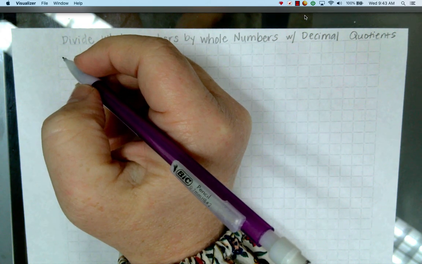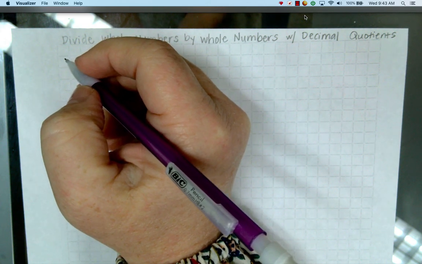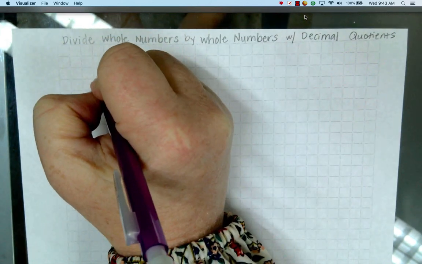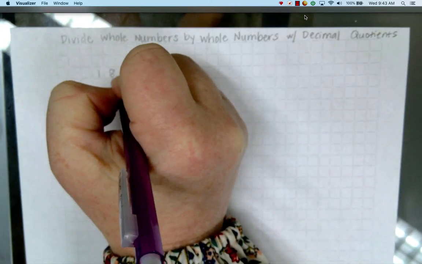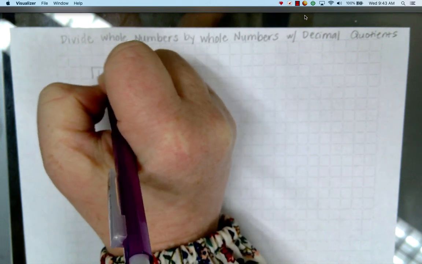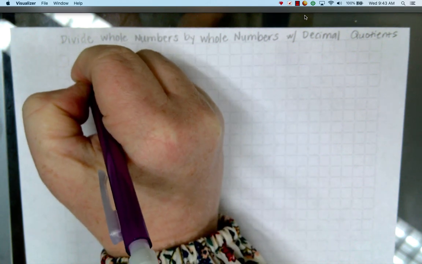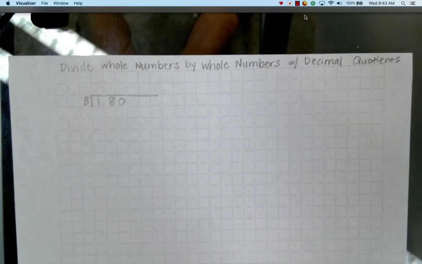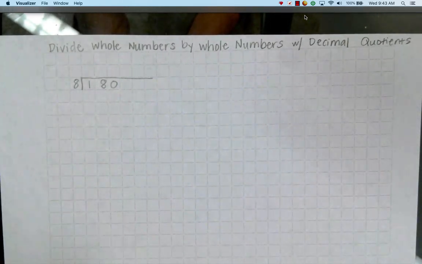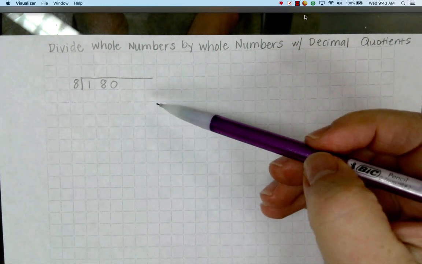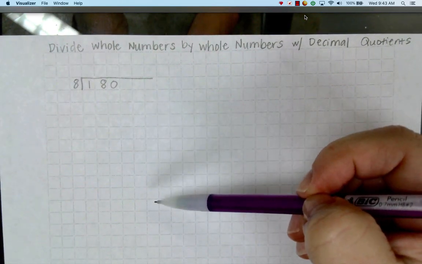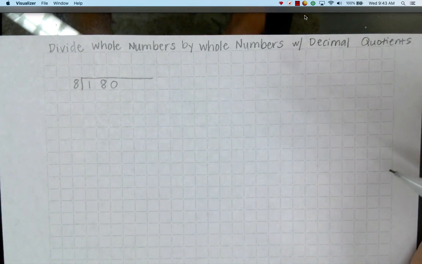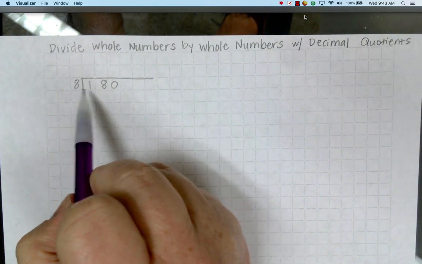My division problem is 180 divided by 8. Okay, so we're going to write 180 divided by 8. And I extended this for a reason, so you'll see. All right, so how we're going to do this today, as we'll walk through it, we're going to put our problem here, and we're going to write ourselves some notes on this side so that we know what we need to do. So I have 180 divided by 8.